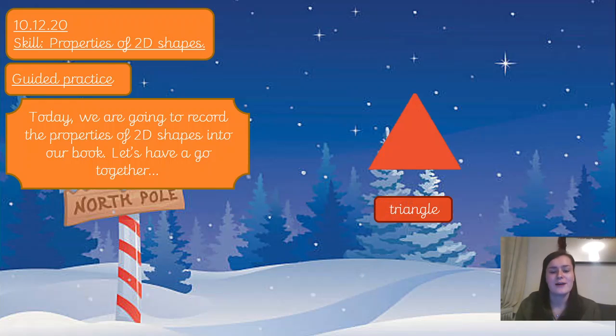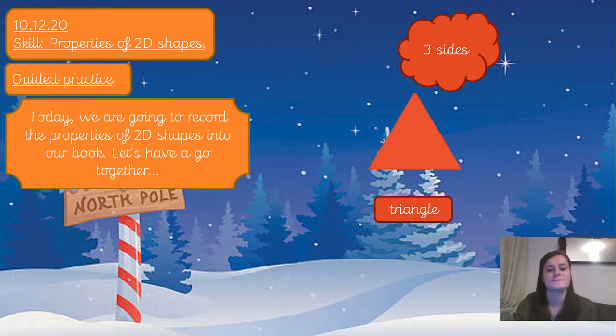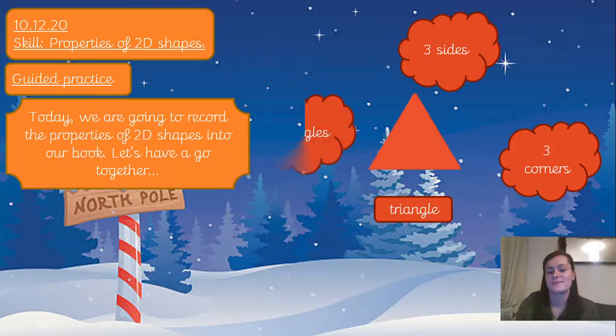So we're going to start off. How many sides has this triangle got? So it's got 3 sides. How many corners has it got? 3 corners. And how many angles has it got? 3 angles. Good job if you got that one right.